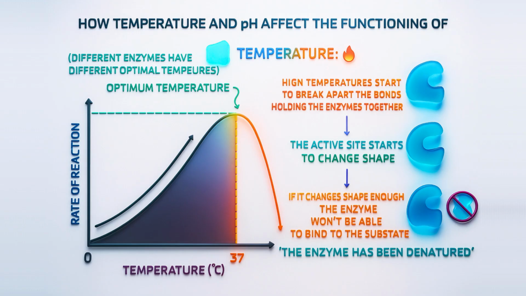In this video, we are going to explore how temperature and pH influence the function of enzymes and, as a result, the rate of enzyme-controlled reactions in biological systems. To begin, let us first consider the effect of temperature.